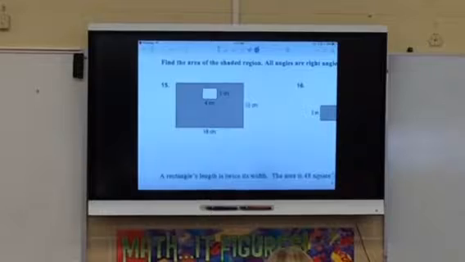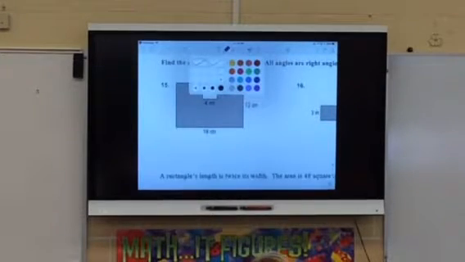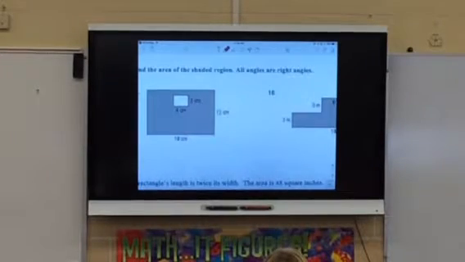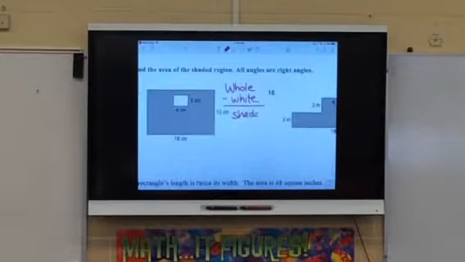Okay. So shaded region area. Whitney, how would you find the shaded region, the gray part? Would you find the area of both of them first and then subtract? Okay. So if you do the whole, and you subtract off the little white part, that's going to leave you with the shaded area, right?